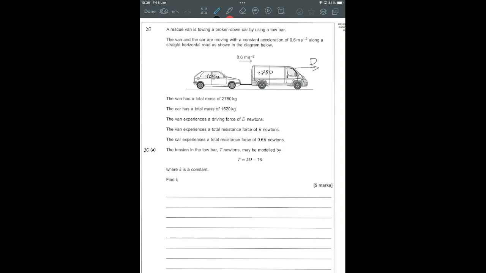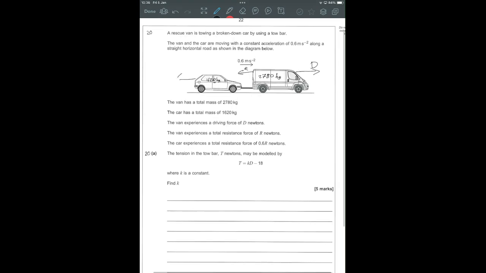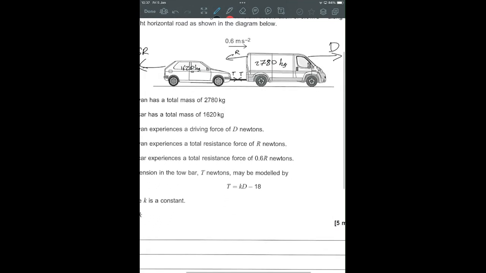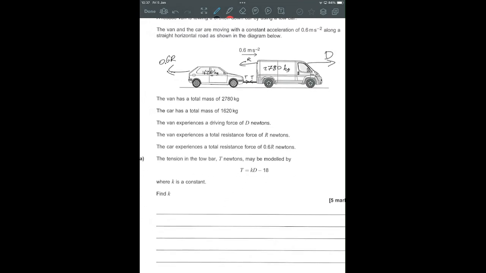Notice I'm labeling these onto the picture as I read the question, just to develop as much as possible. The van experiences a resistive force that goes backwards of R. The car experiences a resistive force of 0.6 R. The tension in the tow bar, well, that's pulling the car forwards and the van backwards, can be modelled as that thing where K is a constant.